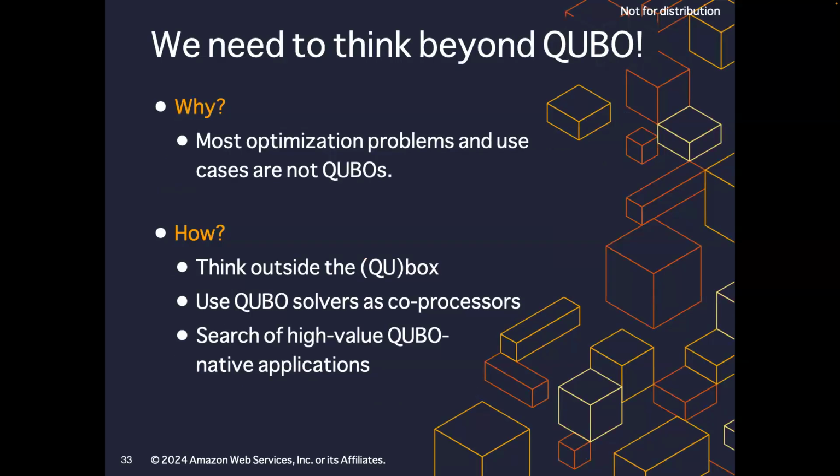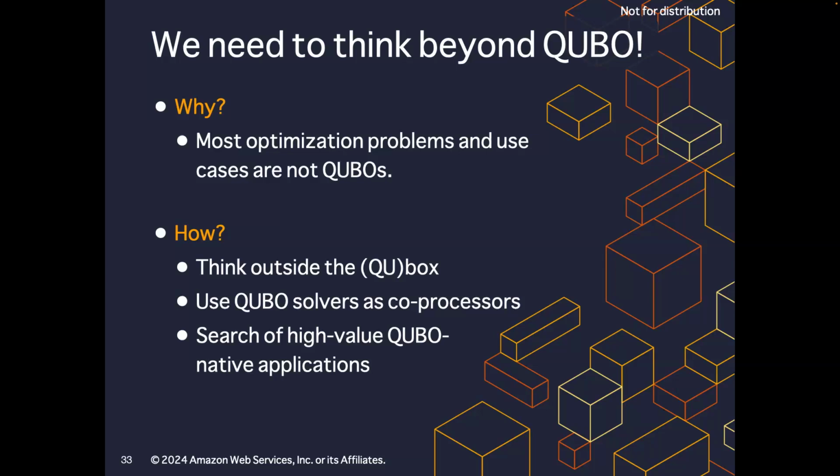Now, with this, I'd like to come to an end. We need to think beyond qubits. I think that's a very important step here. I'm not saying quantum annealing is bad. On the contrary, I think it's great. But we need to try to figure out to solve the problems without having to convert them to a qubit. And the reality is that most of the optimization problems out there are not natively qubit. How? We need to think outside the box.